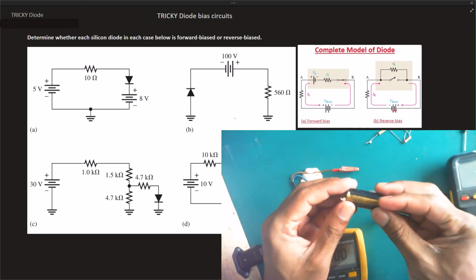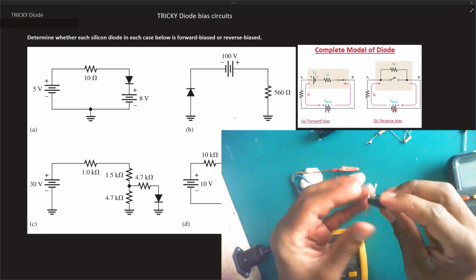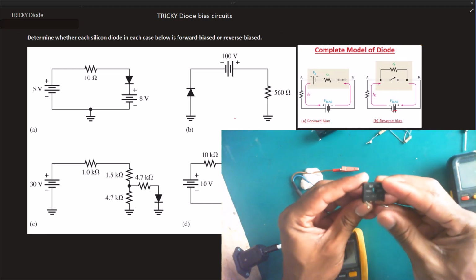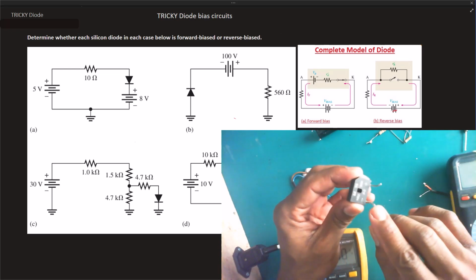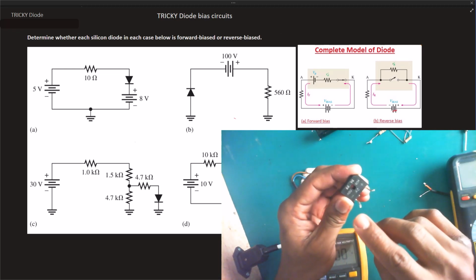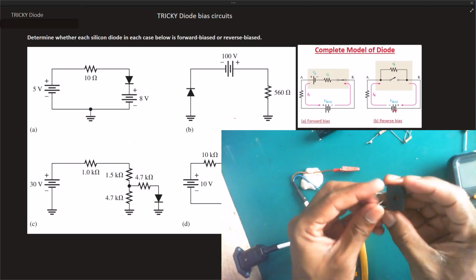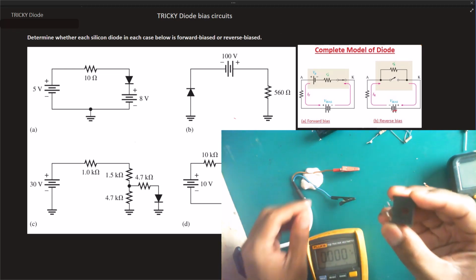Right, now I have the capacitor removed, and I've got my bridge rectifier here. As you can see, the two pins here are the minus and the positive, and the two at the back are the input AC signal.